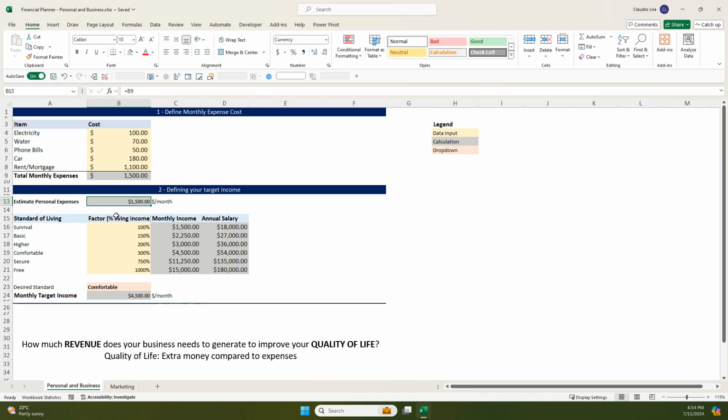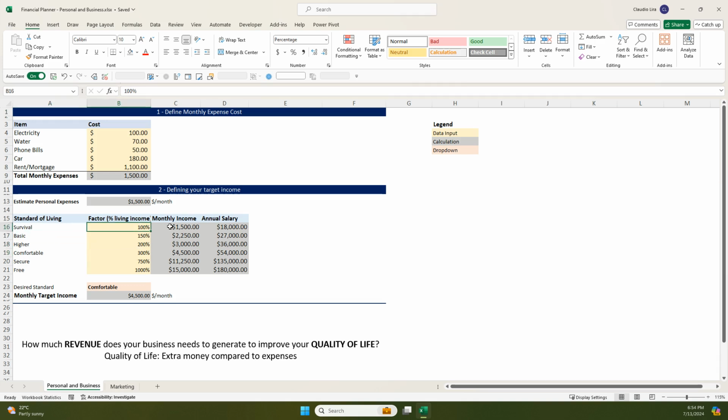The next step is to define your target income that you need in order to fulfill these personal expenses. So in this case, I have here several levels of what I'm calling standard of living: survival, basic, higher, comfortable, secure, and free. And for each one of them, there is a factor that we need to multiply our personal expenses by in order to reach that standard of living.